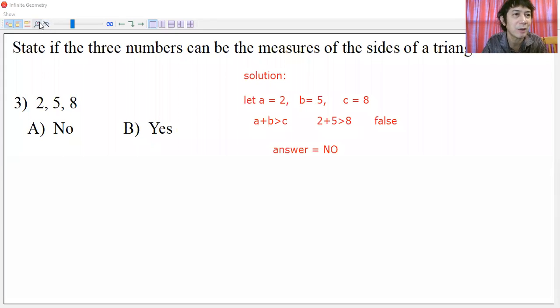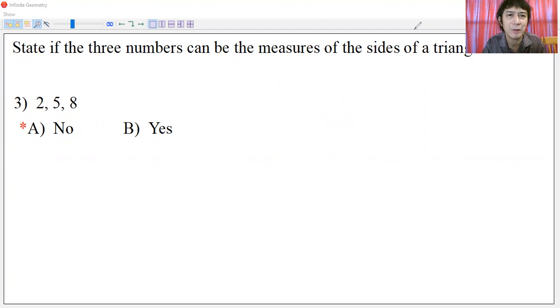It's no. Let's check. The asterisk is there, you can see it blinking. So that means the answer is no, and you're correct there. So that's it. Now let's proceed to the next number. Let's continue our problem set.